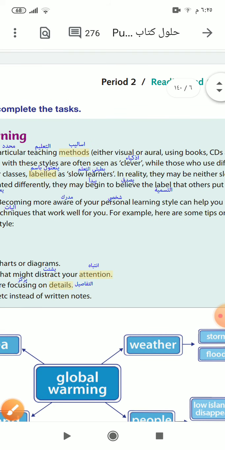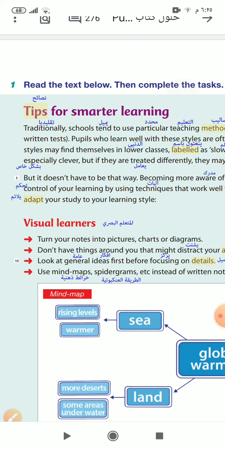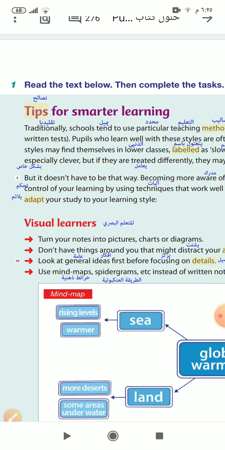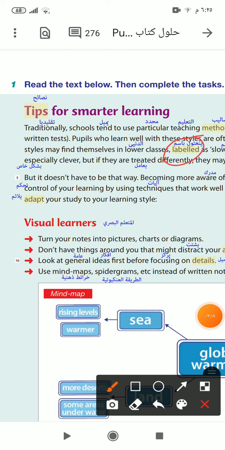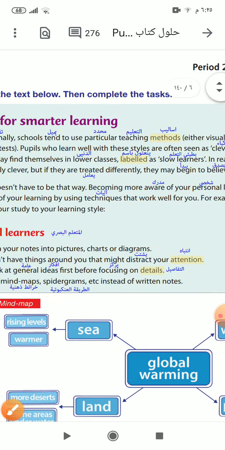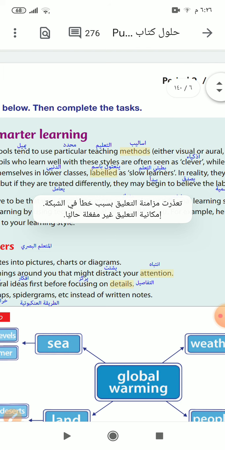أغبياء sorry. While those who use other students who use styles may find themselves in lower classes ممكن يلاقوا نصنفهم على انهم في lower classes. Labeled as. What do you mean by labeled? This is a new word. Focus on it please. Labeled means called as slow learners. وهدول الطلاب اللي ما بيستخدموش الطرق اللي هو تبعت الفيجوال والاورال والفيزيكال بيصنفوهم او labeled they called as slow learners.